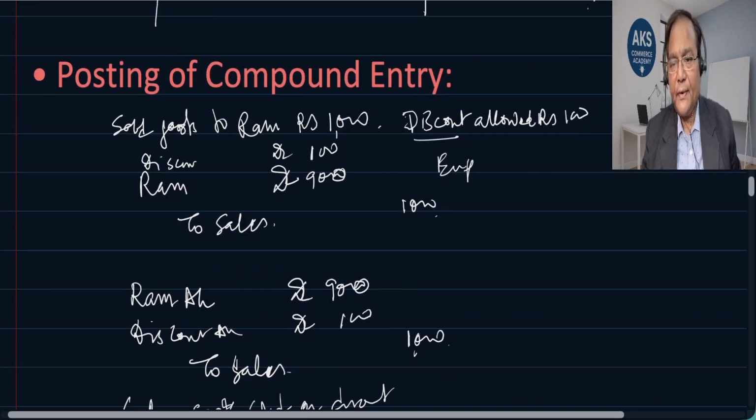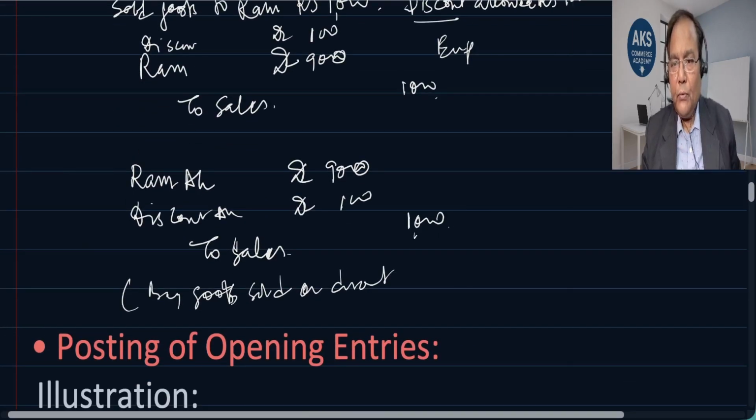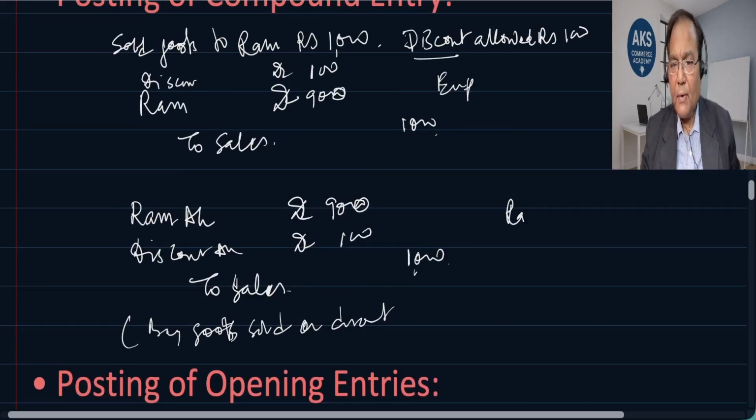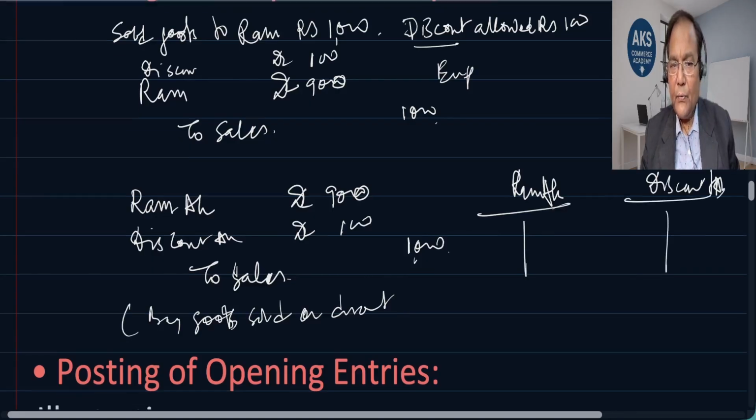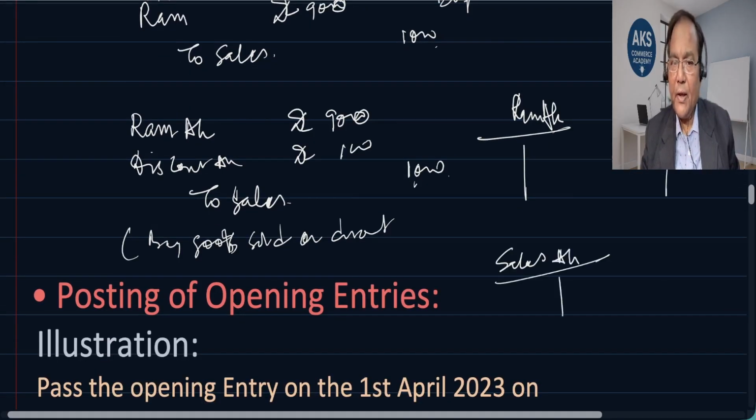Now let us understand how the posting is done. So we will prepare Ram account. Okay. So there is one account, Ram account. This is one. Then discount account. Okay. And then the third account which is prepared is sales. These three accounts are involved.